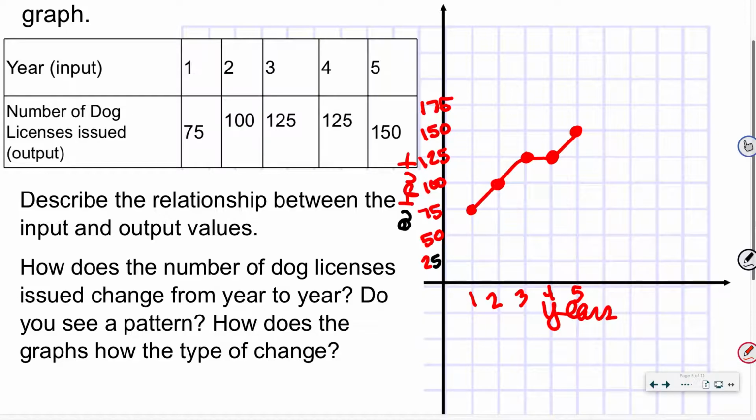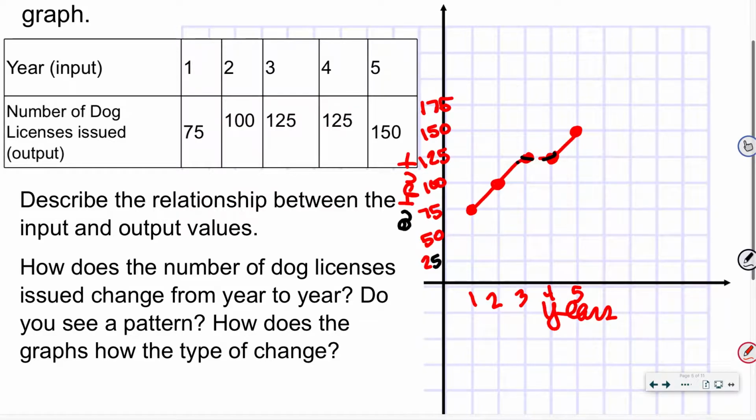Going up by 25. Is it always? No. What happens between the third and fourth year? So there's an issue in the 3rd and 4th year, but in these first 3 years it increases by 25, right? And then from year 4 to 5, it also increases by 25. Is this a function? No. Why not? Because we have 2 numbers the same, and it's not a straight line.